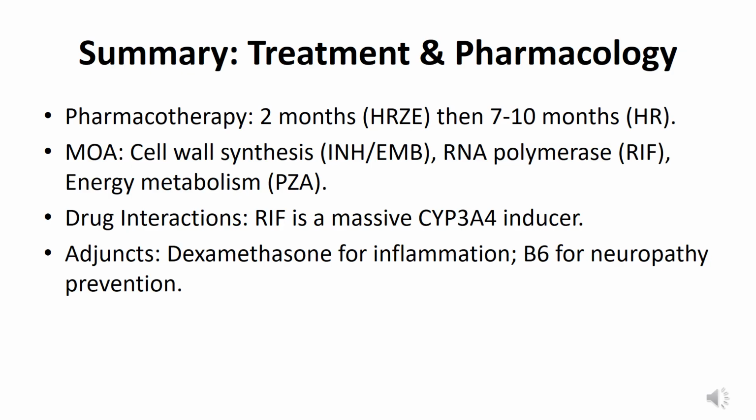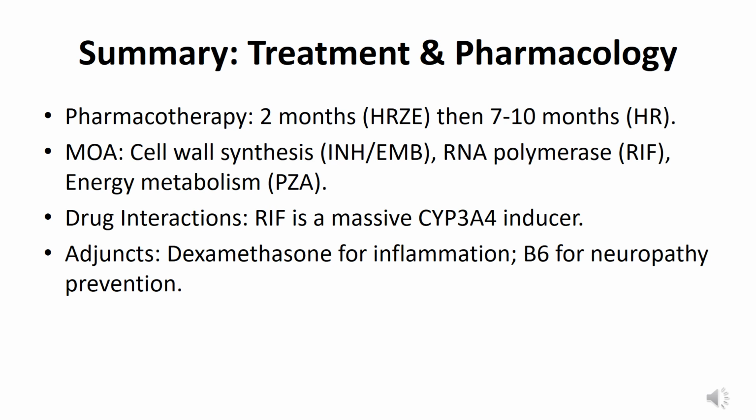Let's conclude with a summary of the treatment and pharmacology of tuberculous meningitis. Successful treatment requires a combination of effective anti-tuberculosis medications, supportive therapies, and careful monitoring throughout the treatment course. The standard treatment begins with an intensive phase lasting 2 months. During this period, 4 medications are used together.